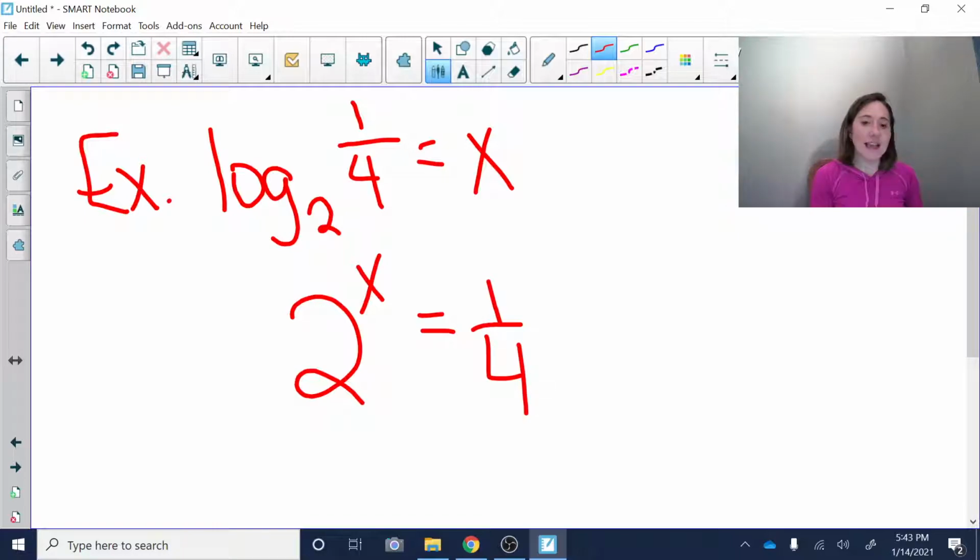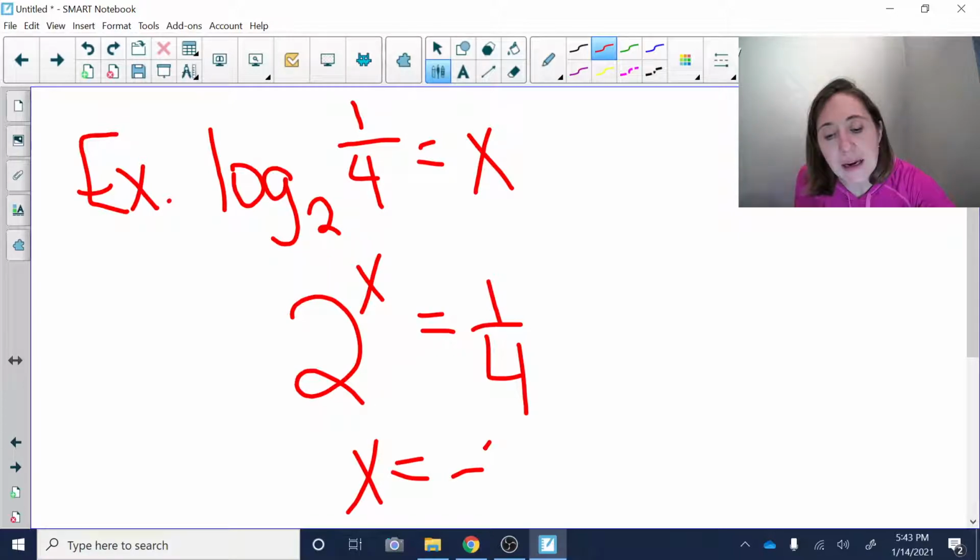So is it possible to take 2 to some exponent and get the fraction 1/4? What type of exponents make you flip things over, take the reciprocals of them? Do you remember? That is negatives. So this is going to have a negative exponent, so that x is going to be a negative number here. Now, 2 to the what power would give you a 4? It'd be 2 squared, right? So since this is 1/4, the x value here would be a negative 2.